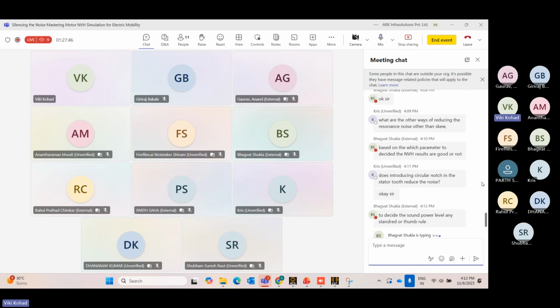Now, does anyone have any question? To decide the sound power level, the standard value, I don't know actually what the standard value is. In my opinion it is based on the application, like which application you are using.